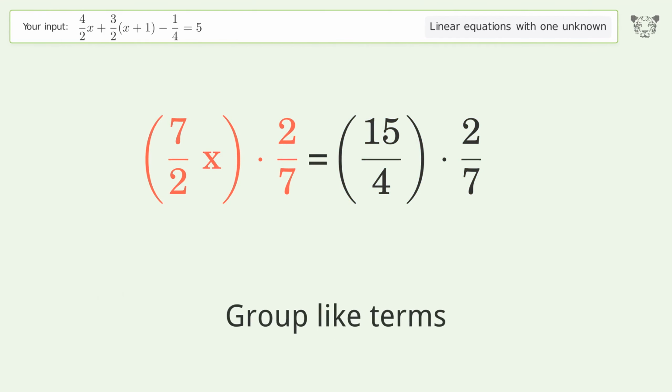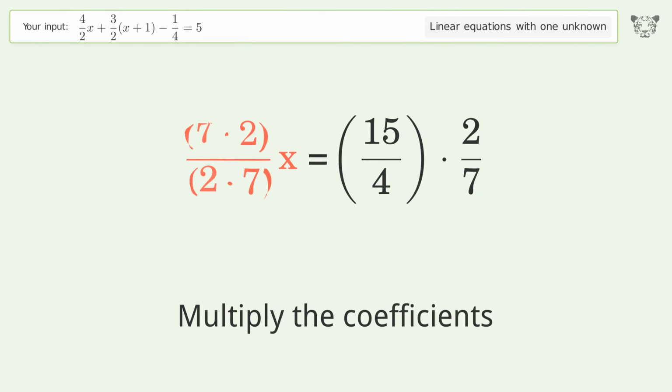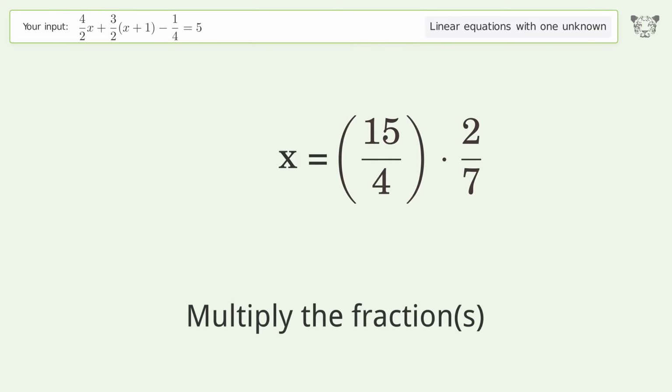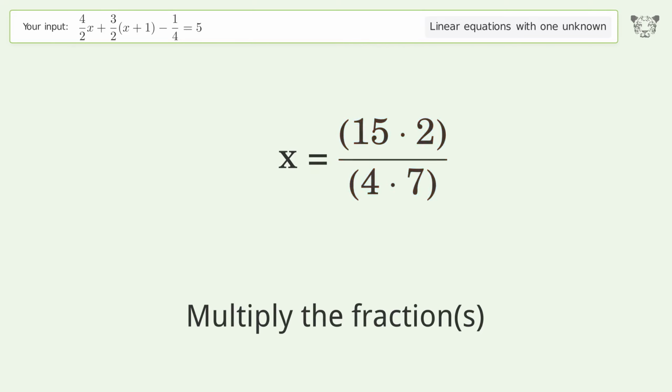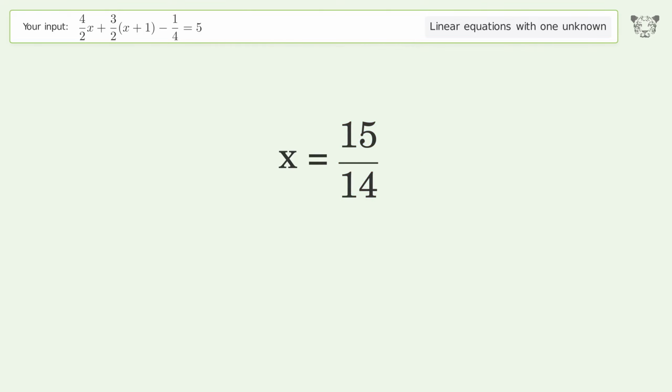Group like terms. Multiply the coefficients. Simplify the fraction. Multiply the fractions. Simplify the arithmetic. And so the final result is x equals 15/14.